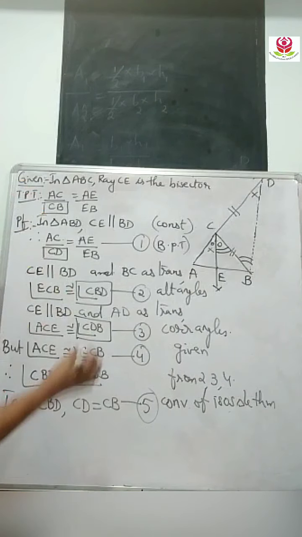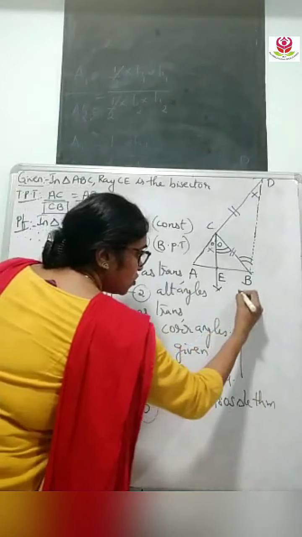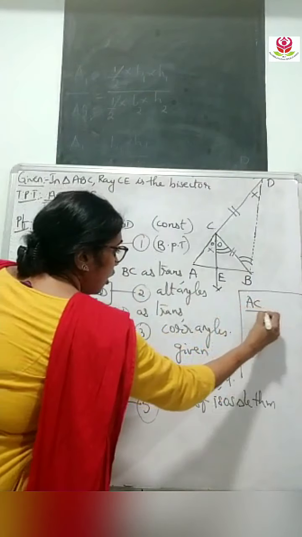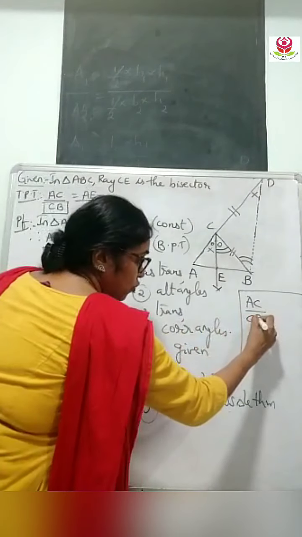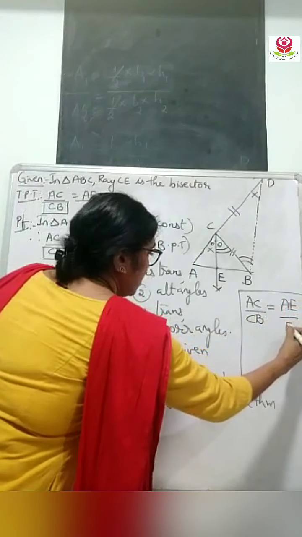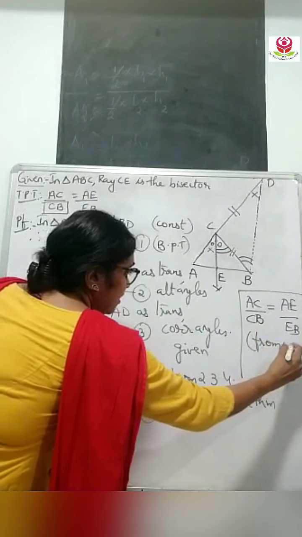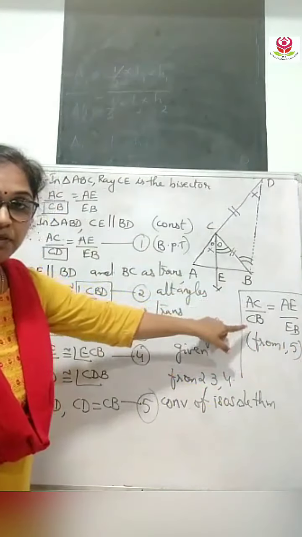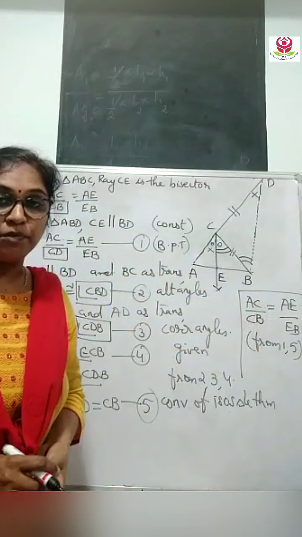So the final step is to compare your step number 1 and 5 and just replace. According to step number 1, you have AC upon CD, but instead of CD we will now write CB because they are congruent, and the right side you can copy as it is, AE upon EB. The reason is from 1 and 5. So you have proved your final result, that is AC upon CB is equal to AE upon EB. So this is your angle bisector property of a triangle.